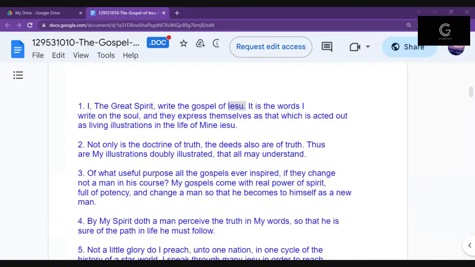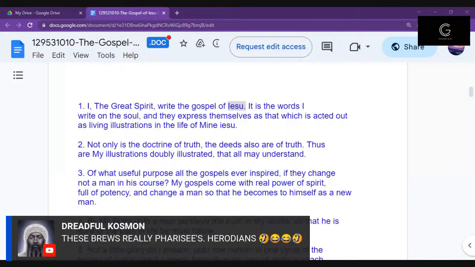Is it Joab? Joab? These people are really Pharisees and Herodians. No, you laughing. You just told a truth. How long has Malachi been telling you about these people that's claiming they Jews? Remember, a Jew and an Israelite are not the same thing.